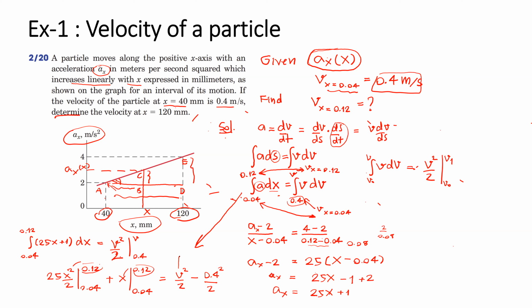finally, we will get the velocity at the position of x equal to 0.12 that we want. And this is my suggested solution for this. Please take your time to review this example. Do you have any question on this example? Okay.